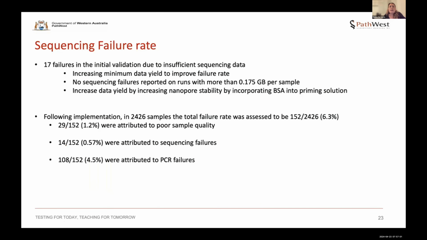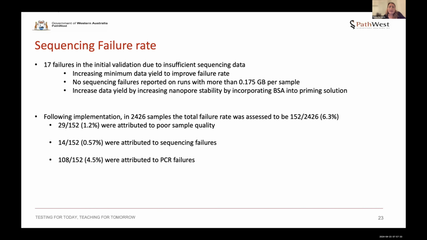Our sequencing failure rate was high initially in our validation, and we put that down to essentially not having enough data. So we increased the amount of data per sample, and once we did that, we didn't have any sequencing failures. And again, incorporating the bovine serum albumin into the priming solution helps stabilize our nanopores for our second-use flow cells, and probably in our first-use flow cells as well.